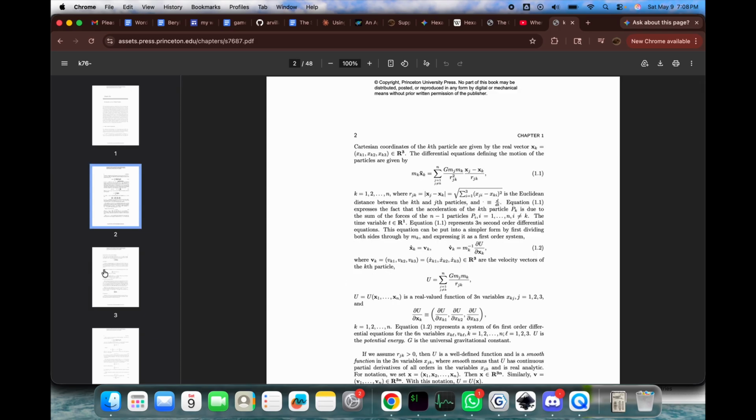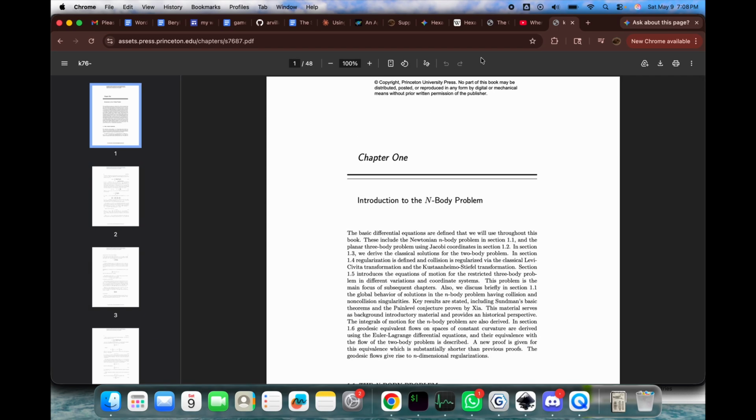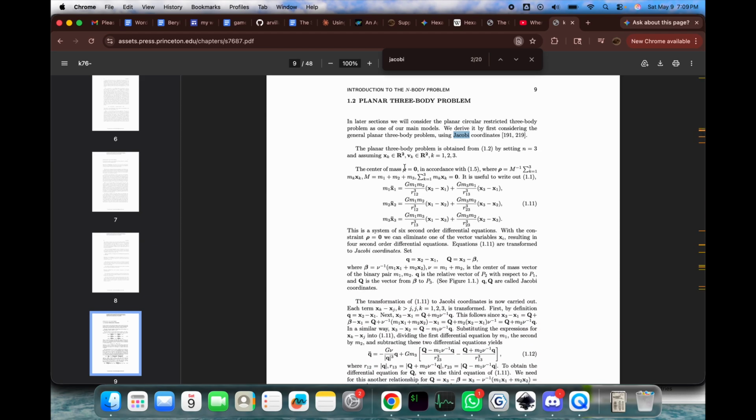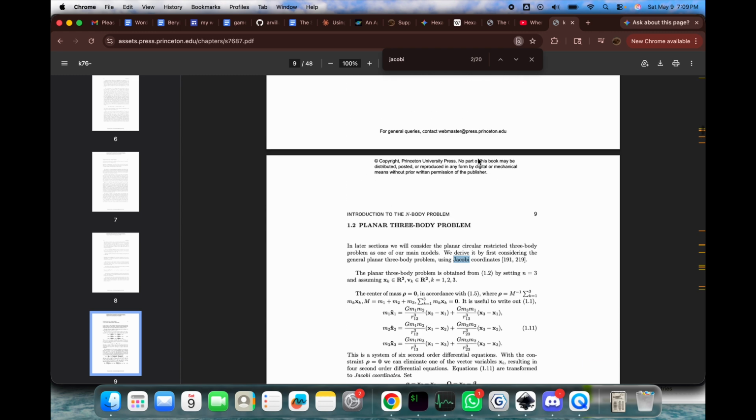Okay, Jacobi. In later sections, we will consider the planar, circular, restricted three-body problem as one of our main models. We derive it by first considering the general planar three-body problem using Jacobi coordinates. The center of mass rho equals 0 in accordance with 1.5. I don't know what 1.5 is. It's somewhere down there apparently.